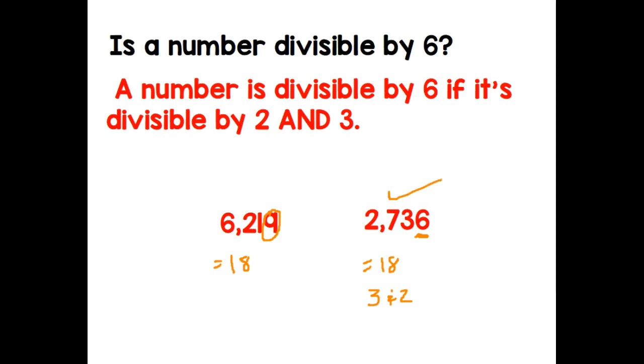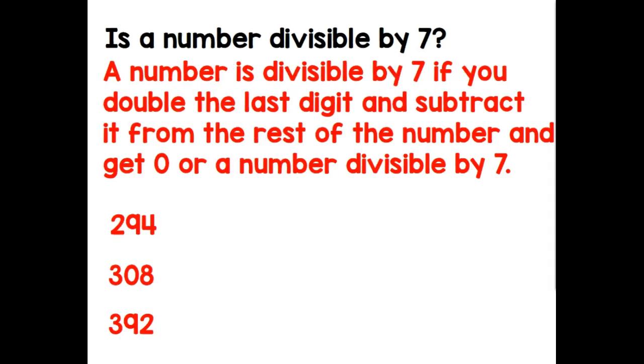7 gets a little squirrely. Is a number divisible by 7? Yeah, it's a long one. Obviously, you're going to want to stop and get all this jotted into your notebook. A number is divisible by 7 if you double the last digit and subtract it from the rest of the number, and you either get an answer of 0 or something divisible by 7, which sounds really complicated, but it's not that bad. Let's take a look.